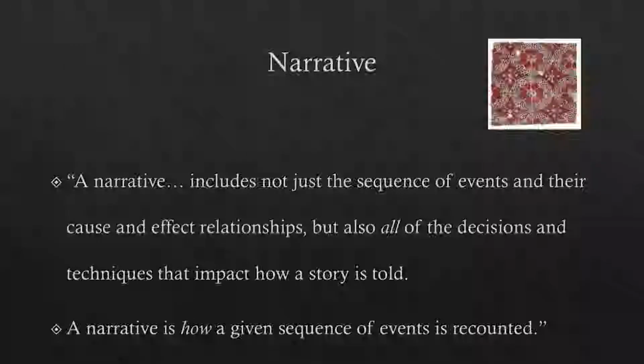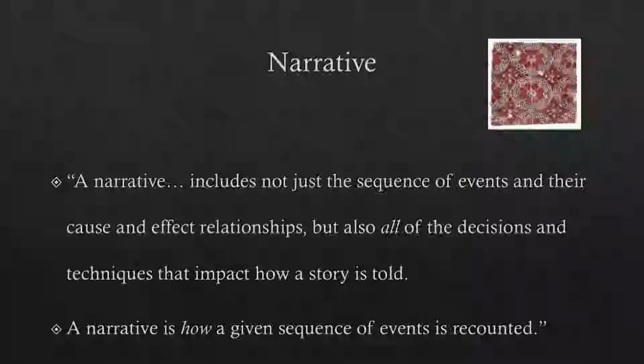A narrative includes not just the sequence of events and their cause and effect relationships, but all of the decisions and techniques that impact how a story is told. It is not only about a set of connected events with causation implied, it is about all the techniques, all the strategic effects that a writer employs to weave a narrative and the impact that narrative has on the reader. A narrative is how a given sequence of events is recounted, is retold, is described to the reader. It's almost like a tapestry that is woven by the weaver, right?